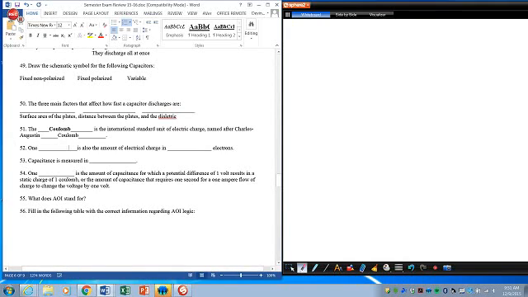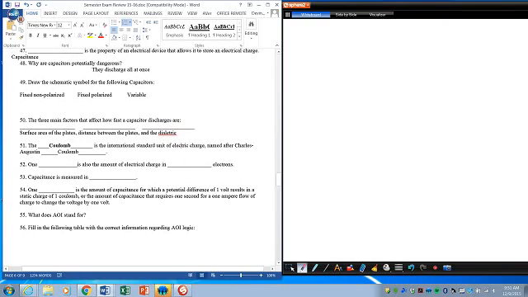1 Coulomb is the amount of energy, let's skip that one too, since we didn't really cover it. Okay, next one. Capacitance is measured in farad. So number 54, 1 farad is the amount of capacitance for which the potential difference of 1 volt results in static of 1 coulomb. Blah blah blah blah.